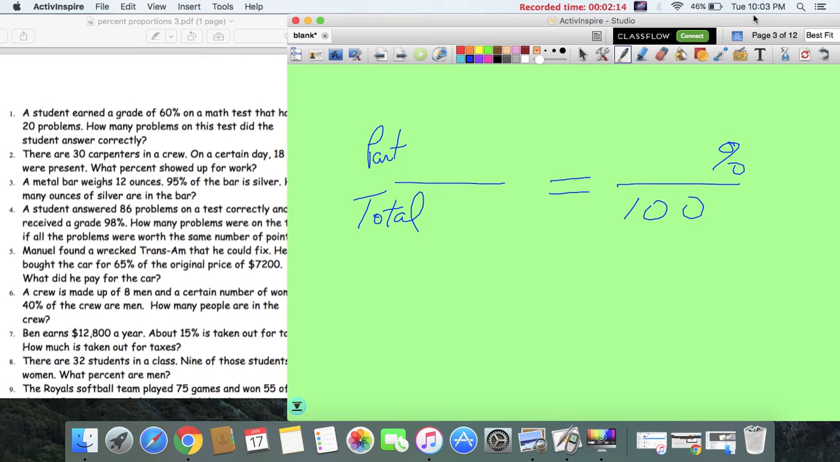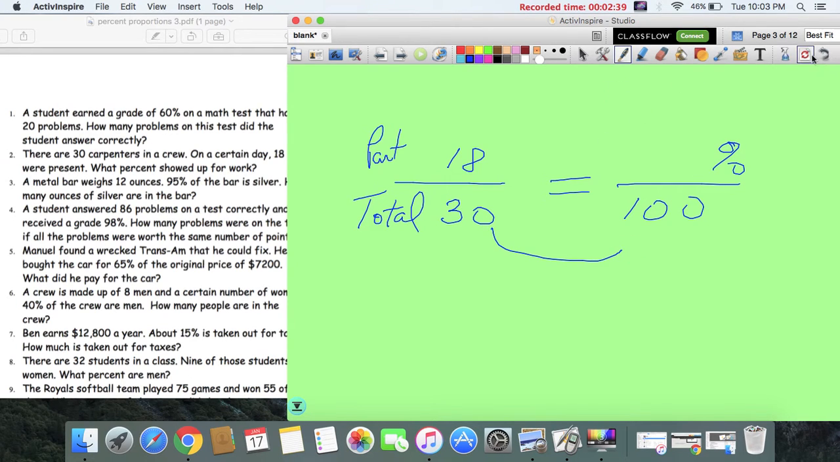Okay, so I think it's a little bit obvious here that there are 30 of them in total, so that's your total. On a certain day, 18 out of the 30 showed up for work. So what percentage is that? So this is the number we're trying to find. Is there a relationship from 30 to 100? Not really. Nothing multiplied by 30 gives you 100.